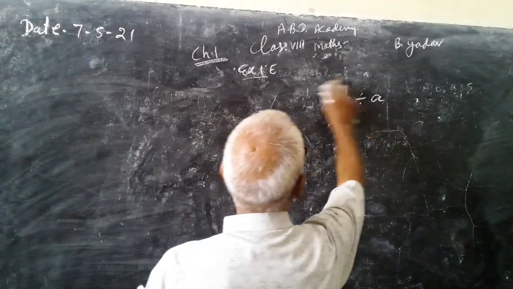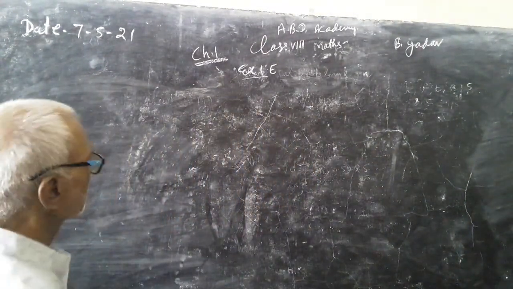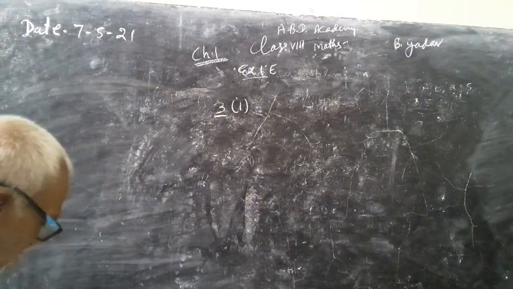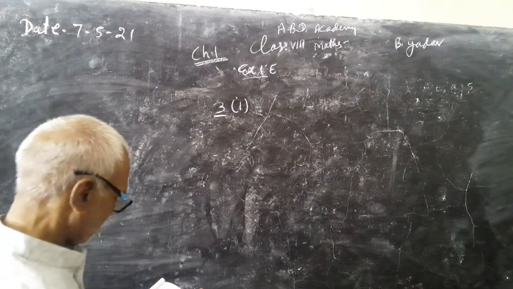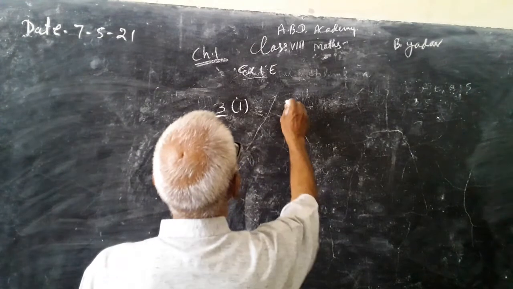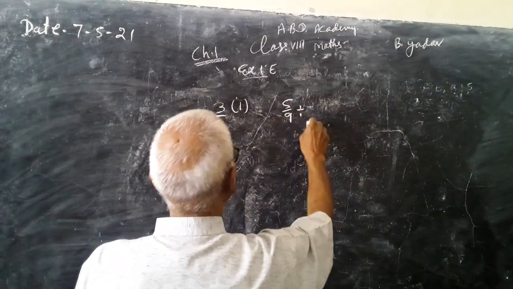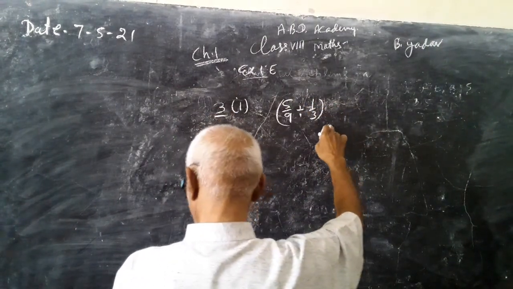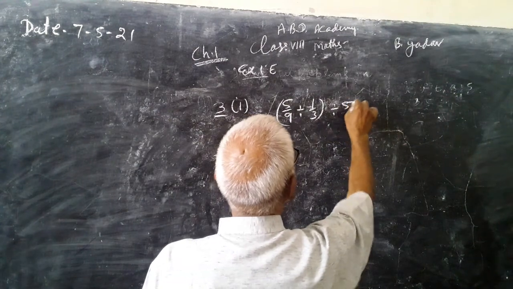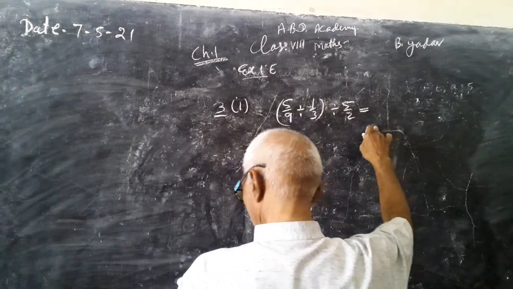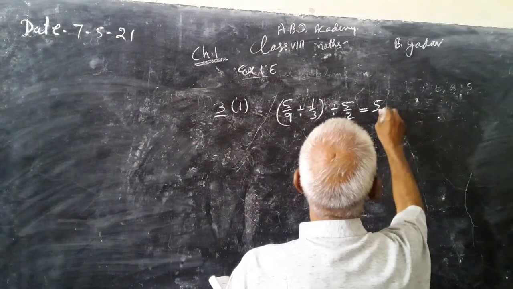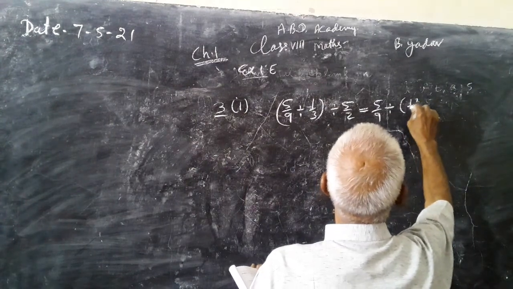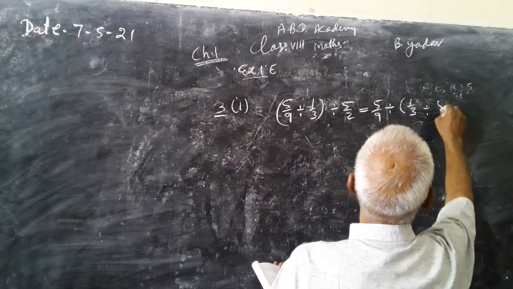Question number 3, part 1. Three parts are given here. So first I am doing 5 by 9 divided by 1 upon 3, bracket close, divided by 5 by 2, is equal to 5 by 9 divided by, 1 upon 3 divided by 5 by 2.